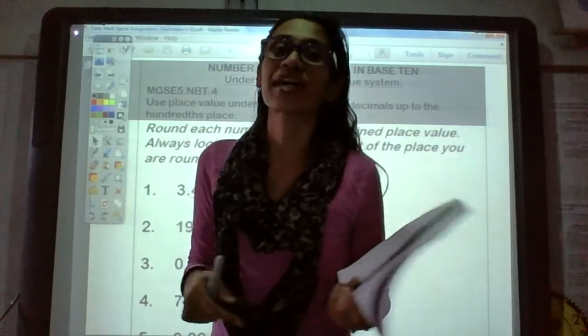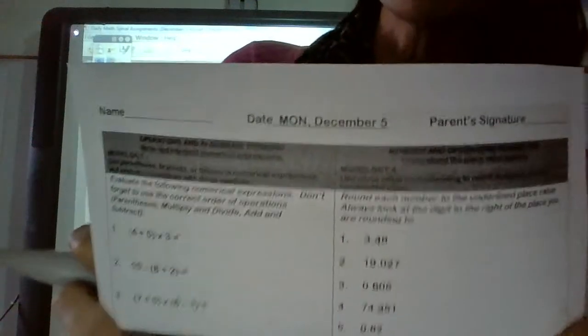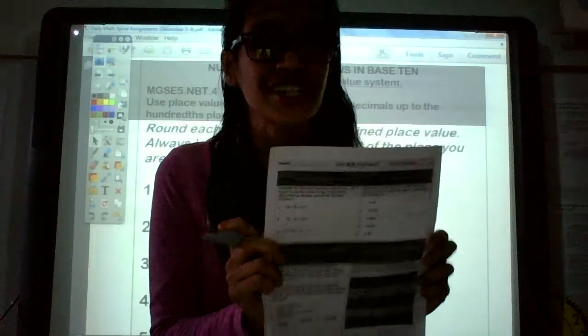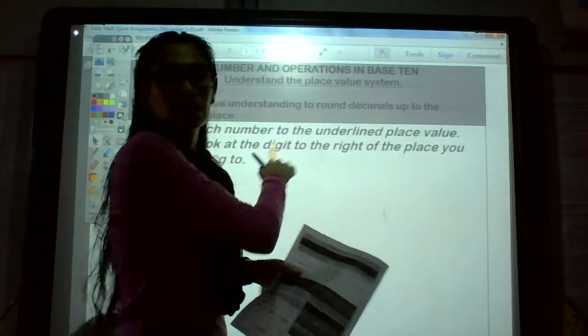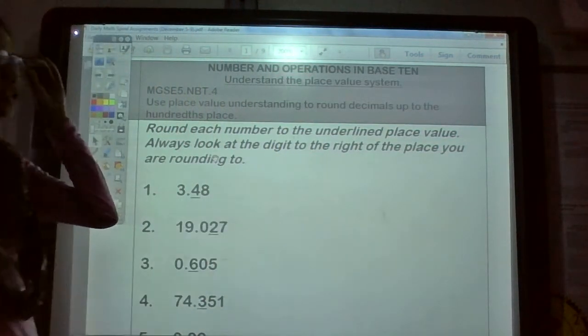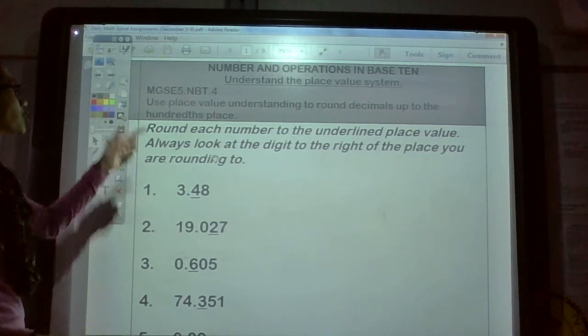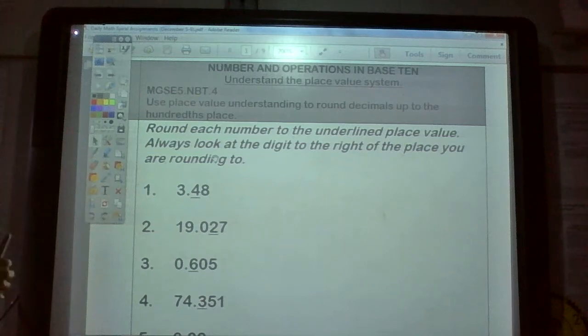Right now, we are working on today's math assignment. It is Monday, December the 5th. Make sure that you have your sheet. I have mine. We are working on the one on the top, this one on the right. Read that standard with me. You can read it off the board or read it with me off the paper. It says number and operations in base 10. Understand the place value system. MGSE5.NBT.4. Use place value understanding to round decimals up to the hundredths place.